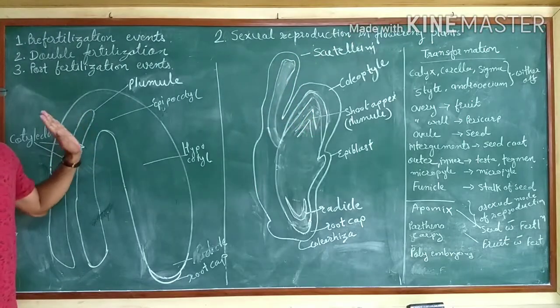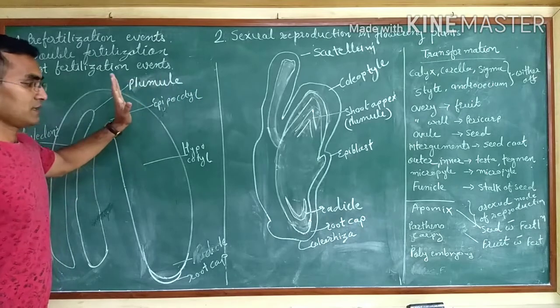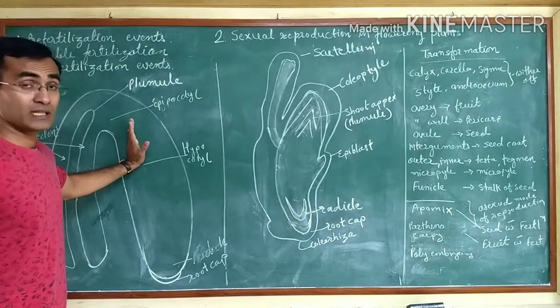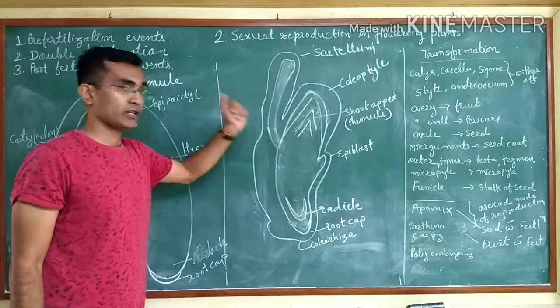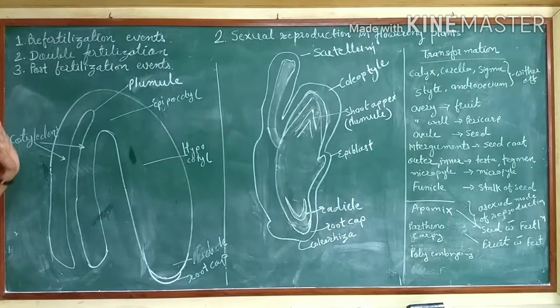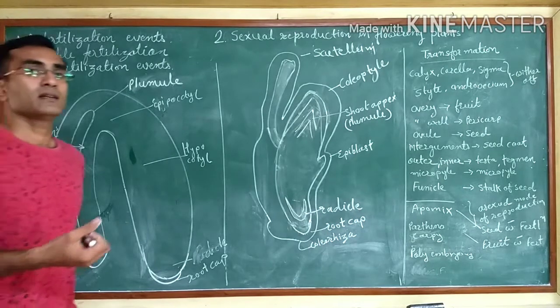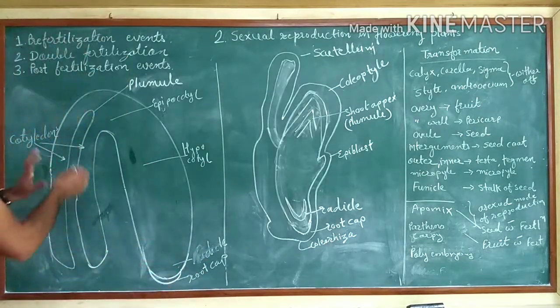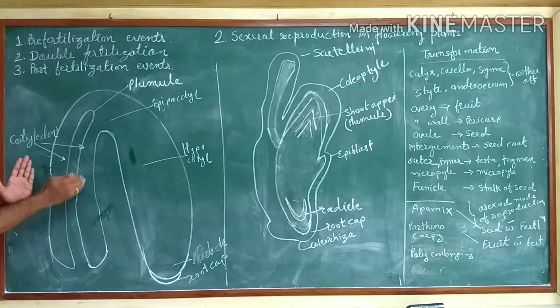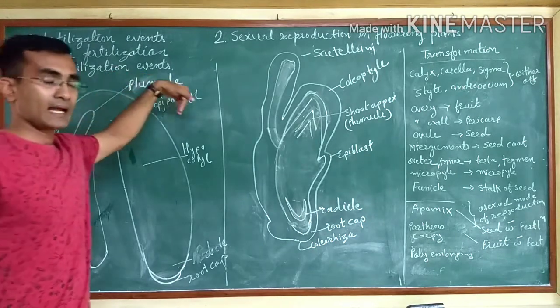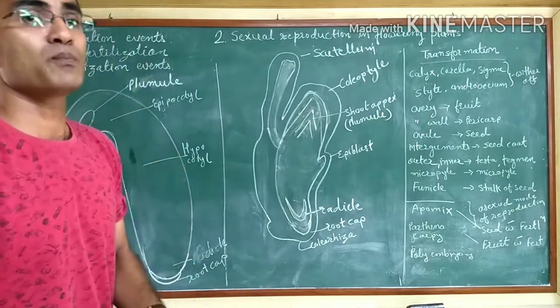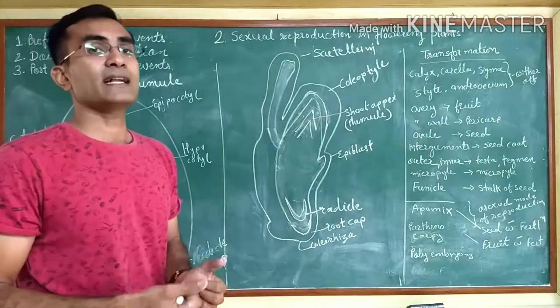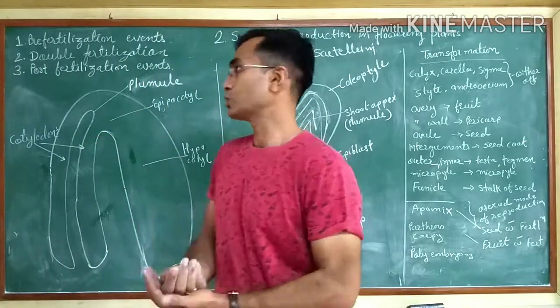You can see over here there are two different types of seed. This is the dicotyledonous seed and this is the monocotyledonous seed. In the dicotyledonous seed, as you can see, there are two cotyledons over here. These cotyledons are the reserve energy that will be utilized during seed germination. On top of the cotyledons, there is the plumule from which the shoot will develop. That's why it is called the shoot apex.